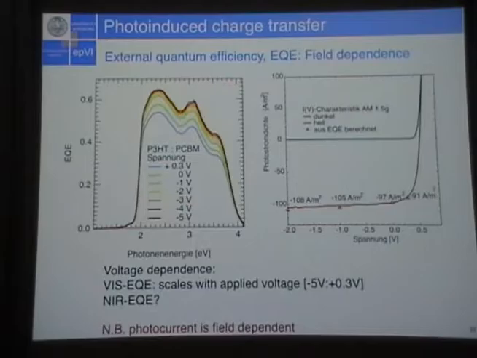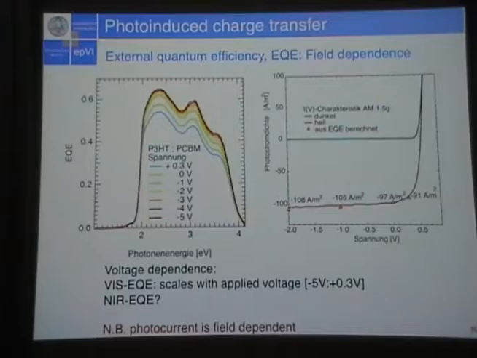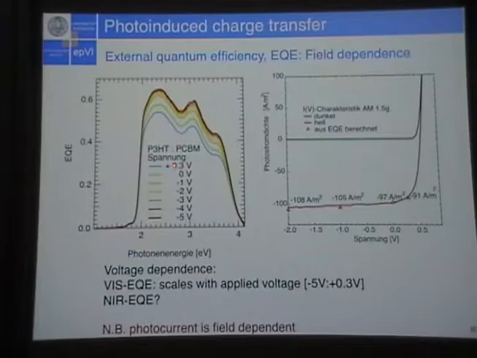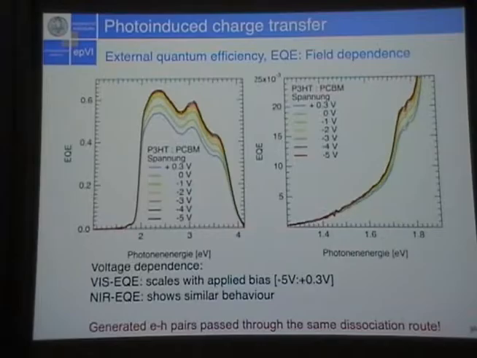The second check: maybe this near infrared part of the EQE spectrum has nothing in common with the main part of the EQE. So we apply an electric voltage or bias to this device to see what's going on here. The reason for that was already discussed: the field dependence of the short-circuit current of the IV curve. You see this line is not horizontal, but shows a field dependence. That's exactly the idea, to check different points of the IV curves. Shown here is the EQE at different voltages, and you see a dependence in the main EQE when changing voltage from 0.3 to minus 5 volt. Exactly the same scaling was found also for the near infrared part.